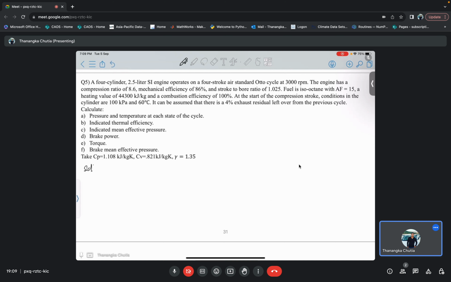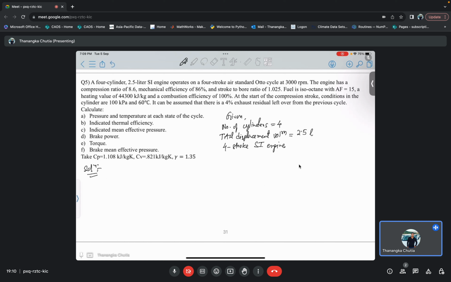So what are the things that are given? Given number of cylinders is equal to 4. The total displacement volume is equal to 2.5 liter. Then it is a 4-stroke SI engine. So that means your Otto cycle will work. It's a 4-stroke SI engine.